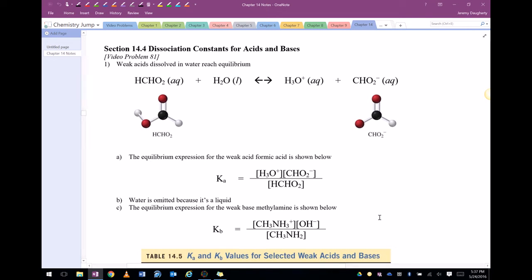Section 14.4, Dissociation Constants for Acids and Bases. Go and check out video problem 81 when you're done with this.